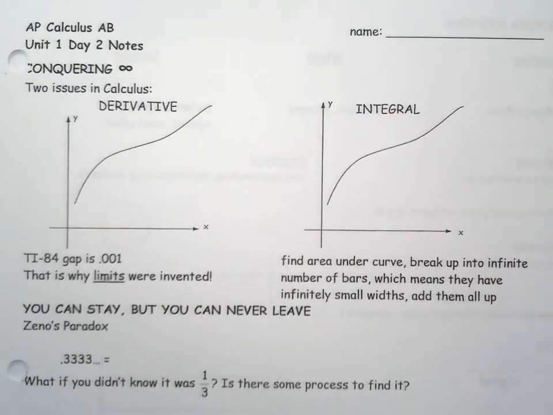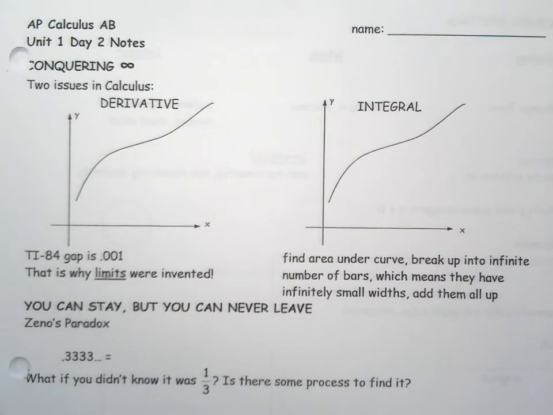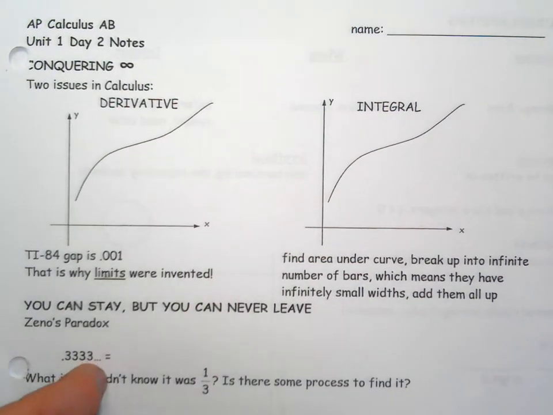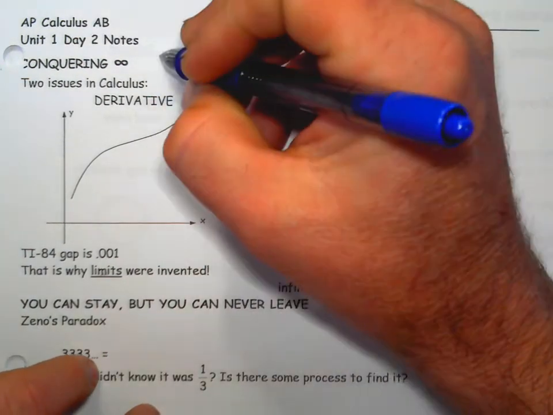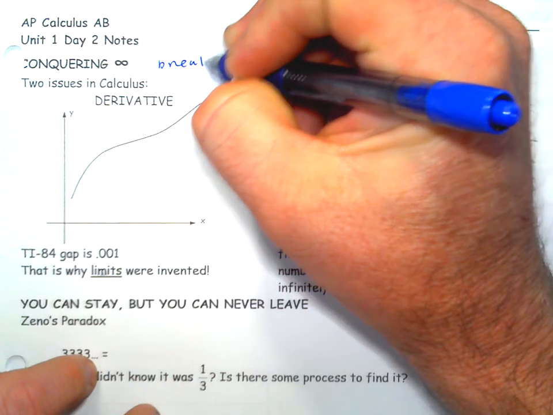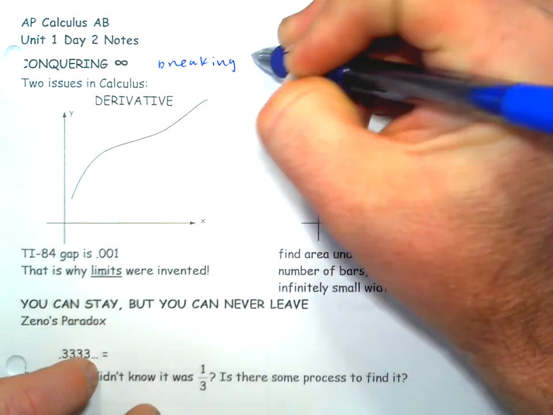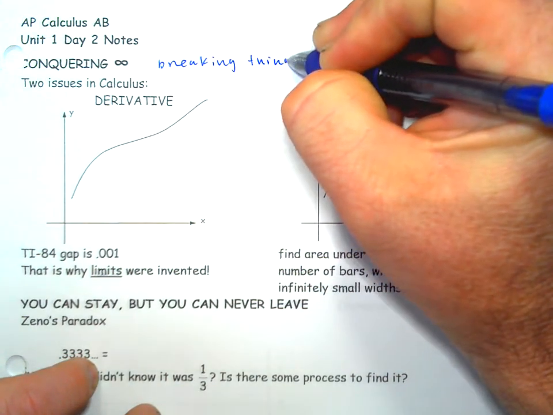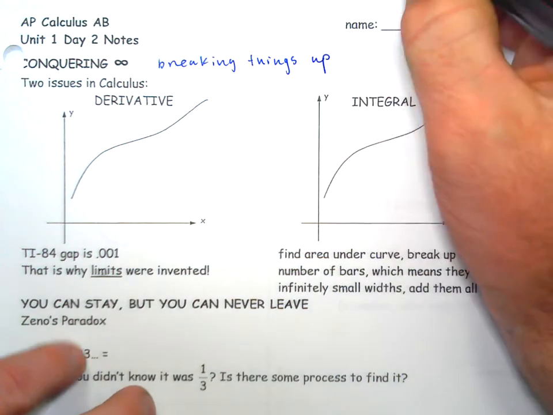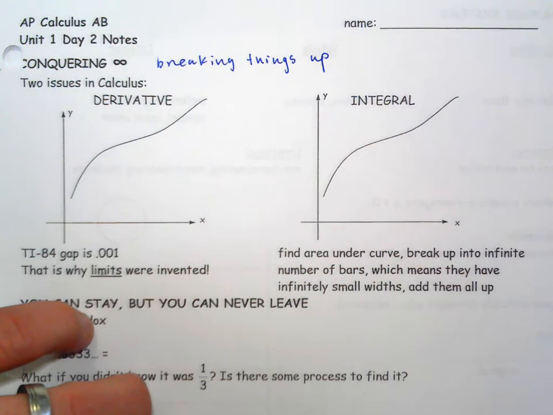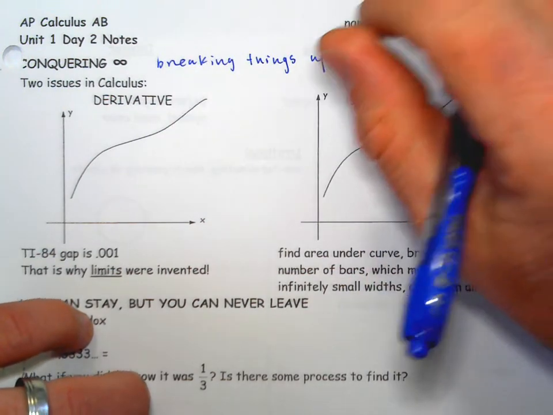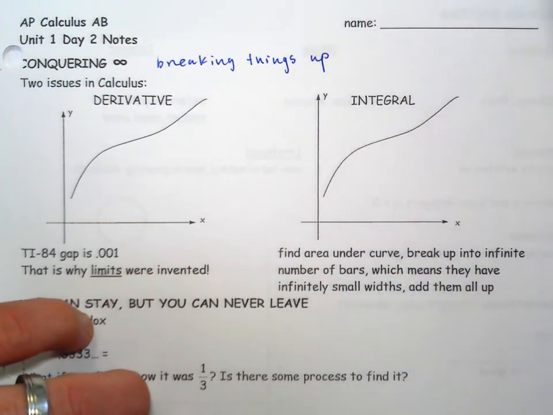All right, Calc AB, day 2 notes, conquering infinity. But really, when we think of infinity in calculus, we're going to be thinking of breaking things up infinitely. So we're going to be thinking of lots of things, small things. There's two key issues in calculus. That's it. Just these two issues, derivatives and integrals. We're going to cover both of these throughout the whole year.